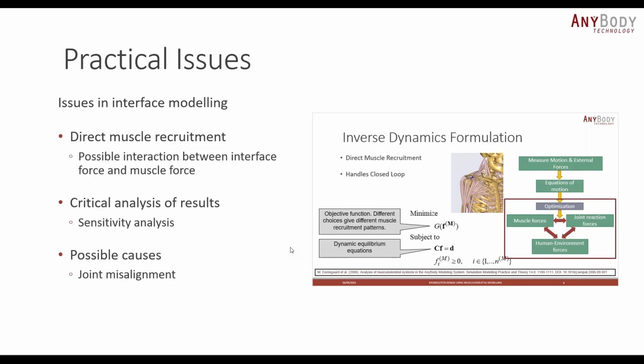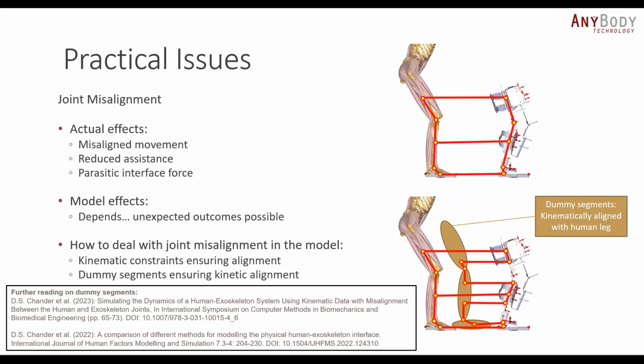One of the possible causes for this interaction between the interface force and the muscle force could be joint misalignment. At least this is what I saw in the model that I was working on during my PhD. As you may know, joint misalignment can have several undesirable consequences. You have misaligned movement between the human and the exoskeleton, which means the assistance that the user receives is reduced, and a part of the assistance is just wasted. This also results in some kind of parasitic interface force.